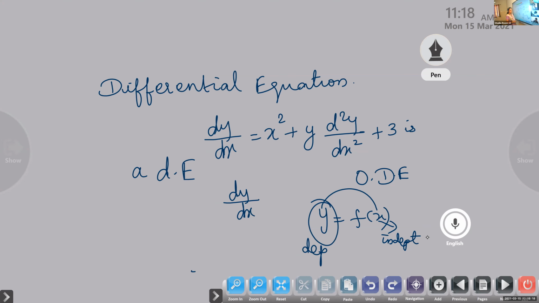Whenever we write dy by dx, what is meant by dy by dx? Change in y with respect to x. We are differentiating the function only once. So dy by dx is the first order derivative. In dy by dx, which is the dependent variable and which is the independent variable?